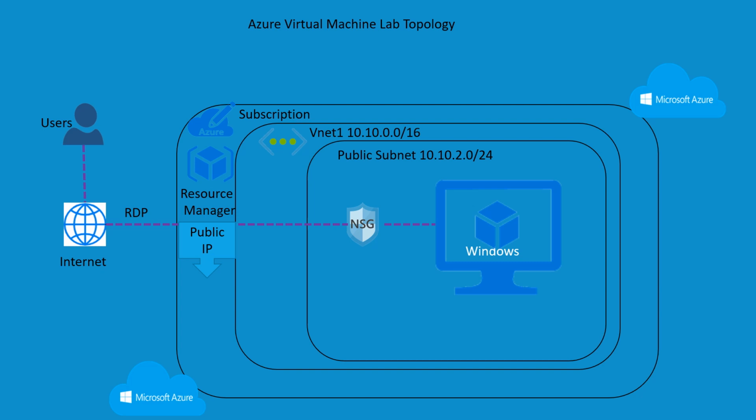I will be creating this virtual machine for the Windows operating system, and this will be part of VNet 1 with the range 10.10.0.0/16. I will be putting this virtual machine in the public subnet, which we have covered earlier, and the range for this subnet is 10.10.2.0/24. Then I will access this machine from my personal laptop using RDP.